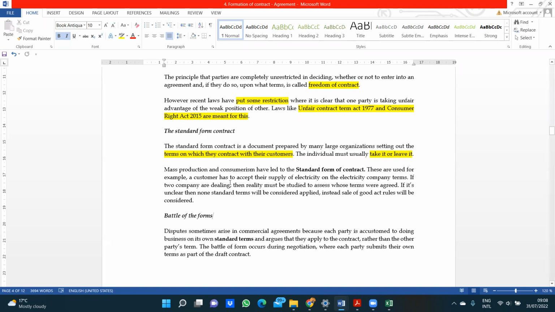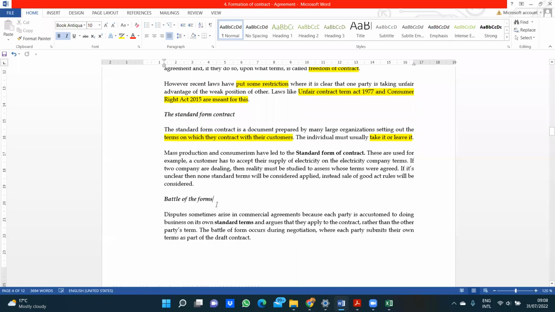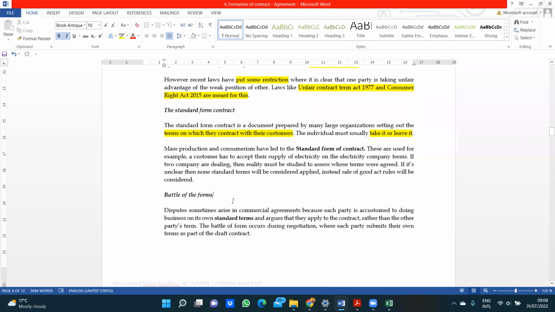If two companies are dealing, then reality must be studied to assess whose terms were agreed. If it's unclear, then non-standard terms will be considered applied. Instead, for sale of goods, ACCA rules will be considered. Okay, so this is the standard form of contract.